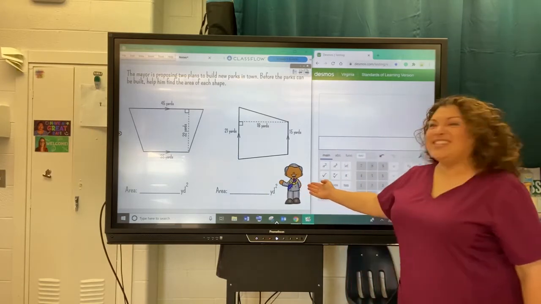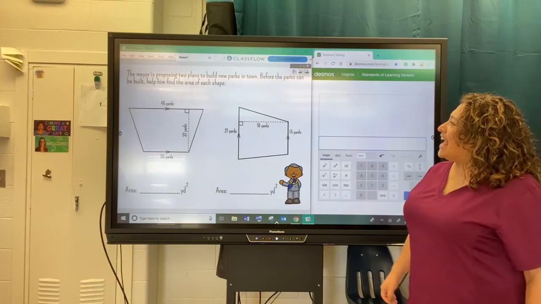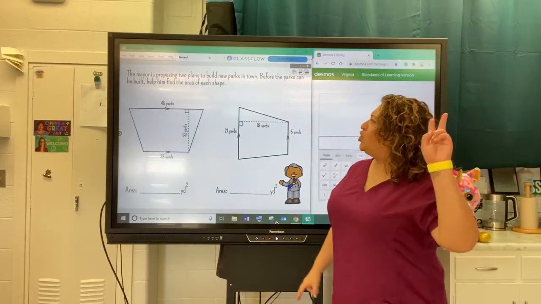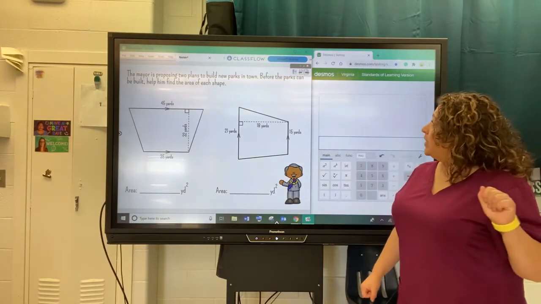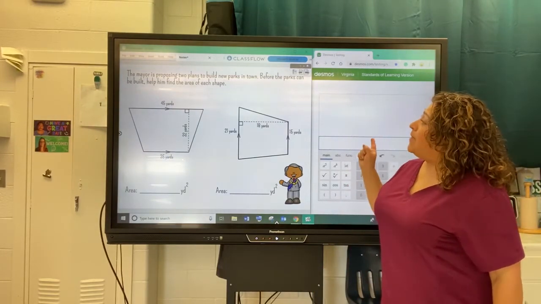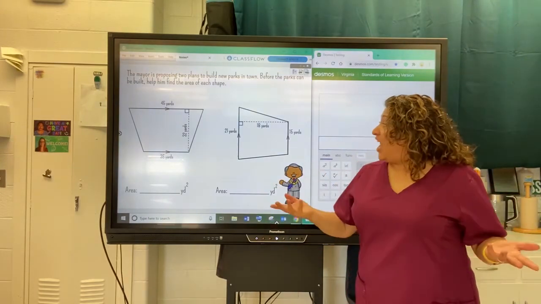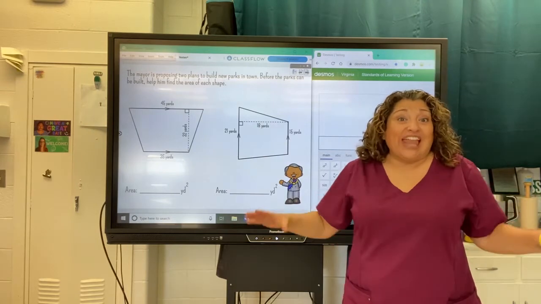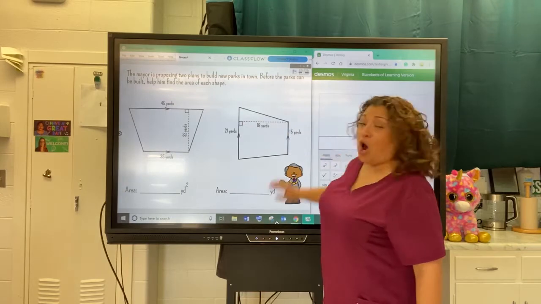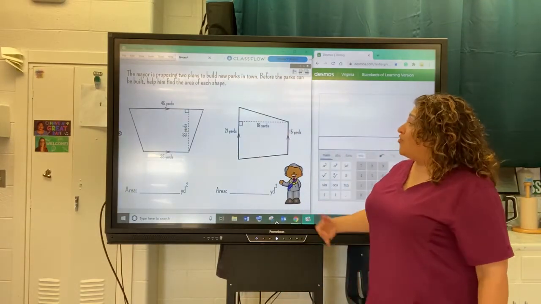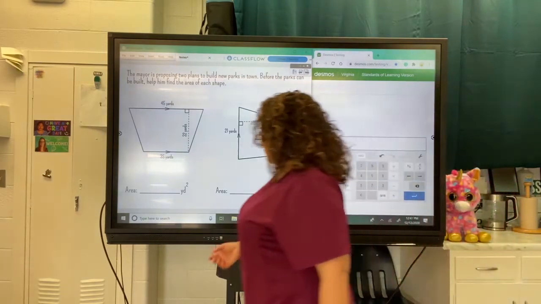So this is the mayor. Looks like a good, responsible guy, huh? And he says, the mayor is proposing 2 plans to build new parks in town. But before the parks can be built, we have to help him find the area of each shape because we're going to need to know how much land we need to build these parks, okay?